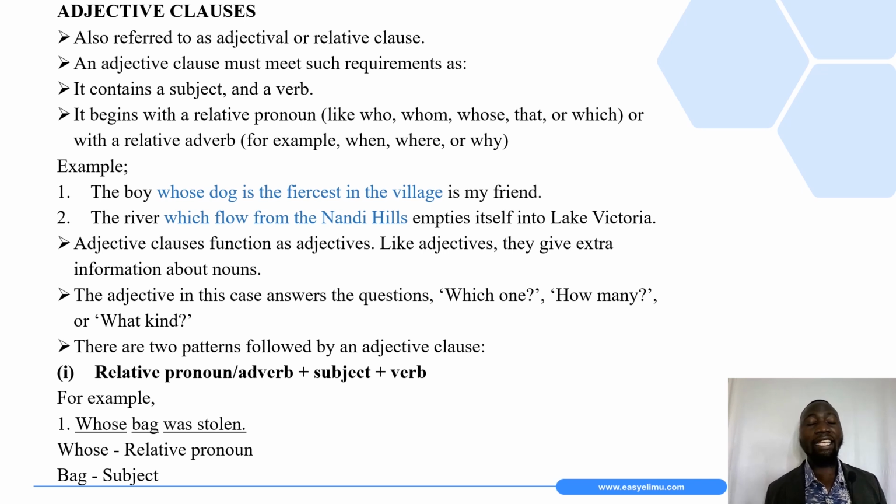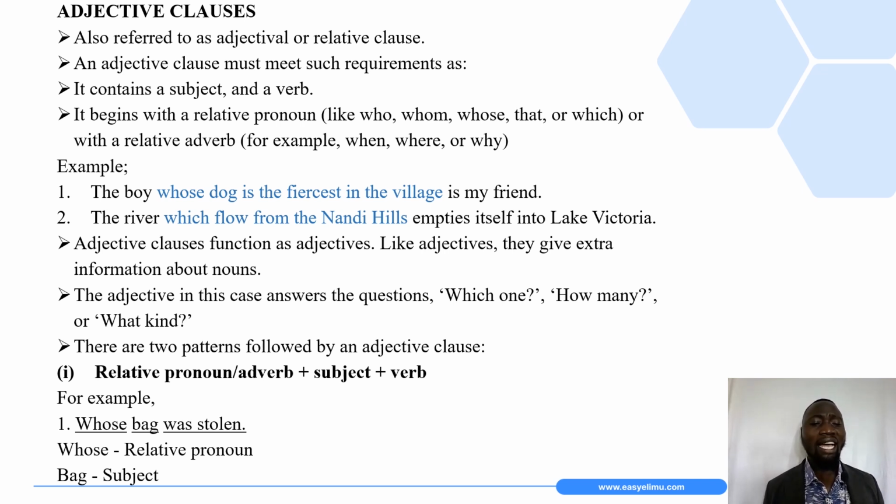Then looking at the second example, the river which flow from the Nandi Hills empties itself into Lake Victoria. In the second example, our adjectival clause is which flow from the Nandi Hills. It starts with the relative pronoun which, and it ends with a noun phrase, Nandi Hills. So adjective clauses function as adjectives. Like adjectives, they also give extra information about nouns. The adjective in this case answers the questions which one, how many, or what kind.